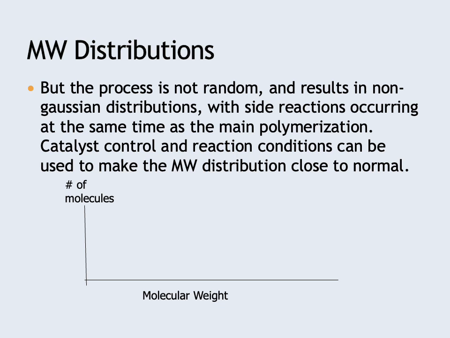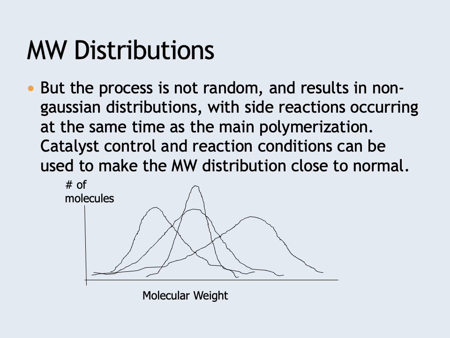Often the process is not random and there's not a normal distribution. And the distribution, instead of being normal like this, is weighted one way or another. So comparing this and this distribution, the average, if it were determined by the highest point here, is pretty much the same, but one distribution is much more narrow than the other.